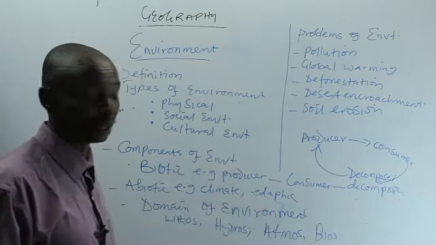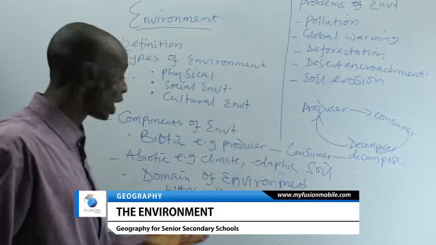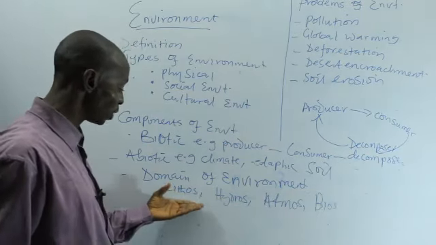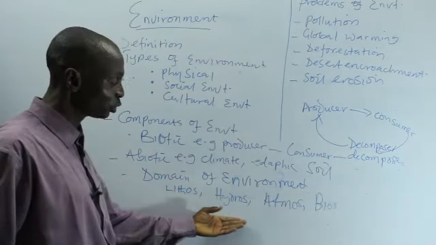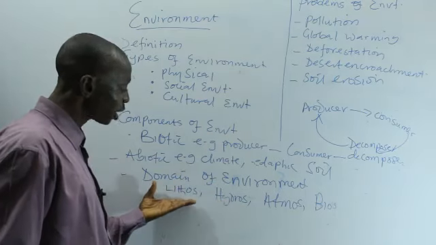Now, after that, we look at the domain of the environment. It's the same thing when we're discussing the structure of the earth. We say that the earth is divided into two structures. We have the outer structure and we have the inner structure. In the outer structure, we have the spheres. The same thing here, we have the lithosphere, the hydrosphere, the atmosphere, the biosphere.